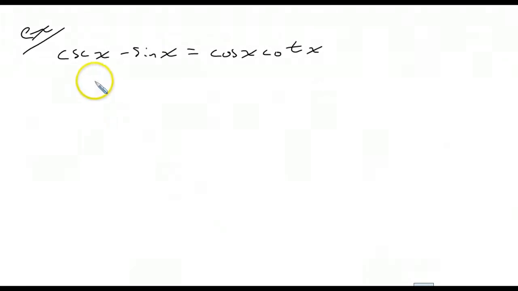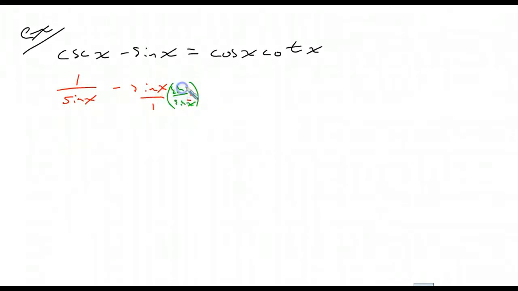We have cosecant x minus sine x equals cosine x cotangent x. I'm going to tell you it will be way easier to combine terms than it will be to spread them apart by creating a subtraction. So thinking like that, I know cosecant is 1 over sine x, and then I also just have minus sine x over 1 equals whatever. In order to add or subtract fractions, I need common denominators. So I'm going to have my common denominator be sine x.